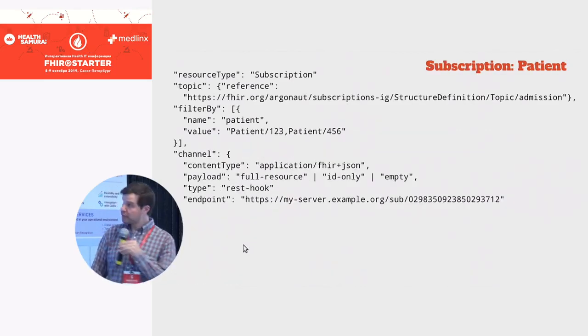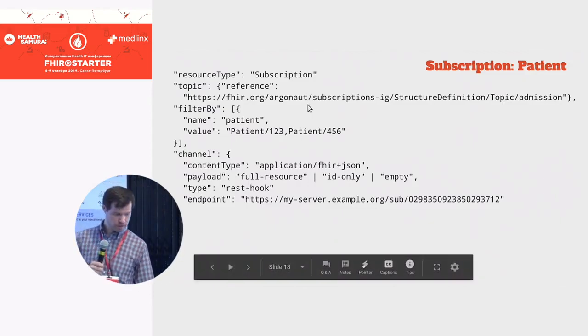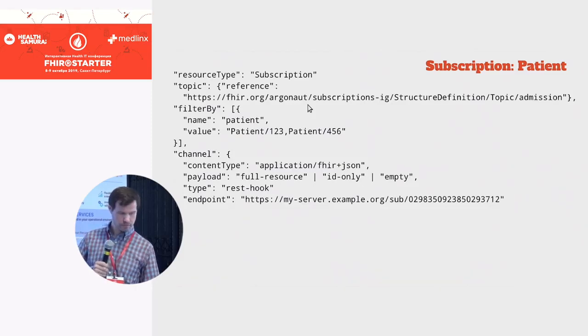So this is an example of a subscription to the topic that we just looked at. Это вот подписка на тот топик, который мы только что смотрели. When the client creates a subscription, it includes a reference to the topic. И, соответственно, есть ссылка на сам топик. And then optionally, it may include a list of filter by parameters. So in this case, there's just one that says filter by patient.